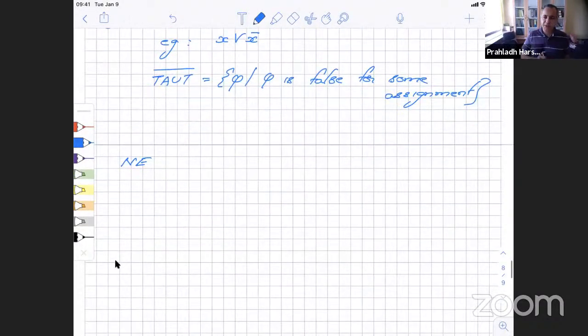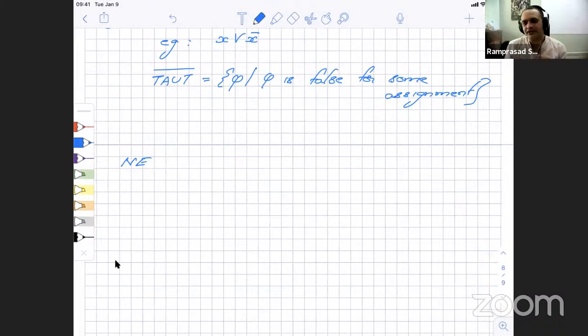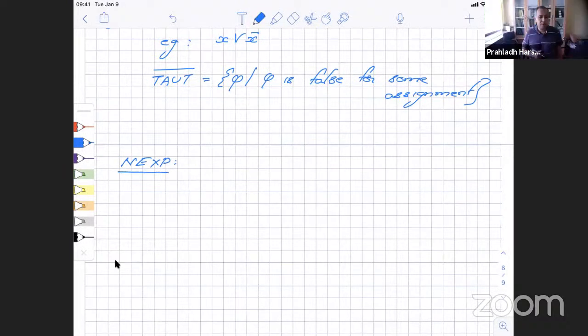Because I think one of the problems is devoted to coNP. Okay, so I want to introduce... Yeah, it's problem 4 in the problem set. Yeah, but do it while talking about NEXP.